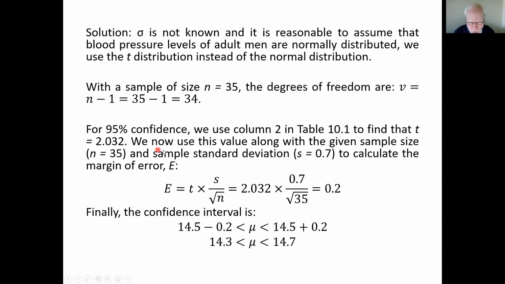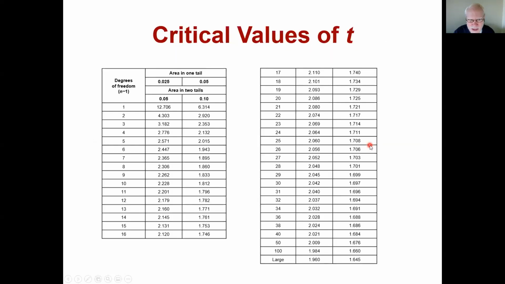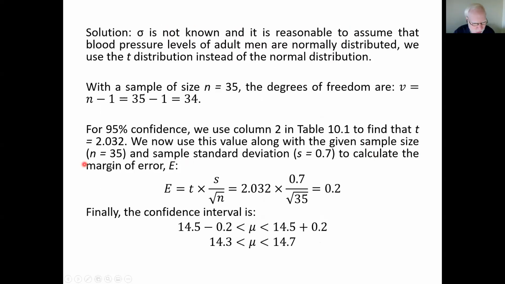We now use this value along with the given sample size, n equal to 35, and sample standard deviation, s is equal to 0.7, to calculate the margin of error. So we've got 0.7, root 35, 2.032. And then we end up with the margin of error of 0.2. Take the sample mean minus 0.2. Take the sample mean plus 0.2. And so we have a 95% confidence interval of 14.3 to 14.7.